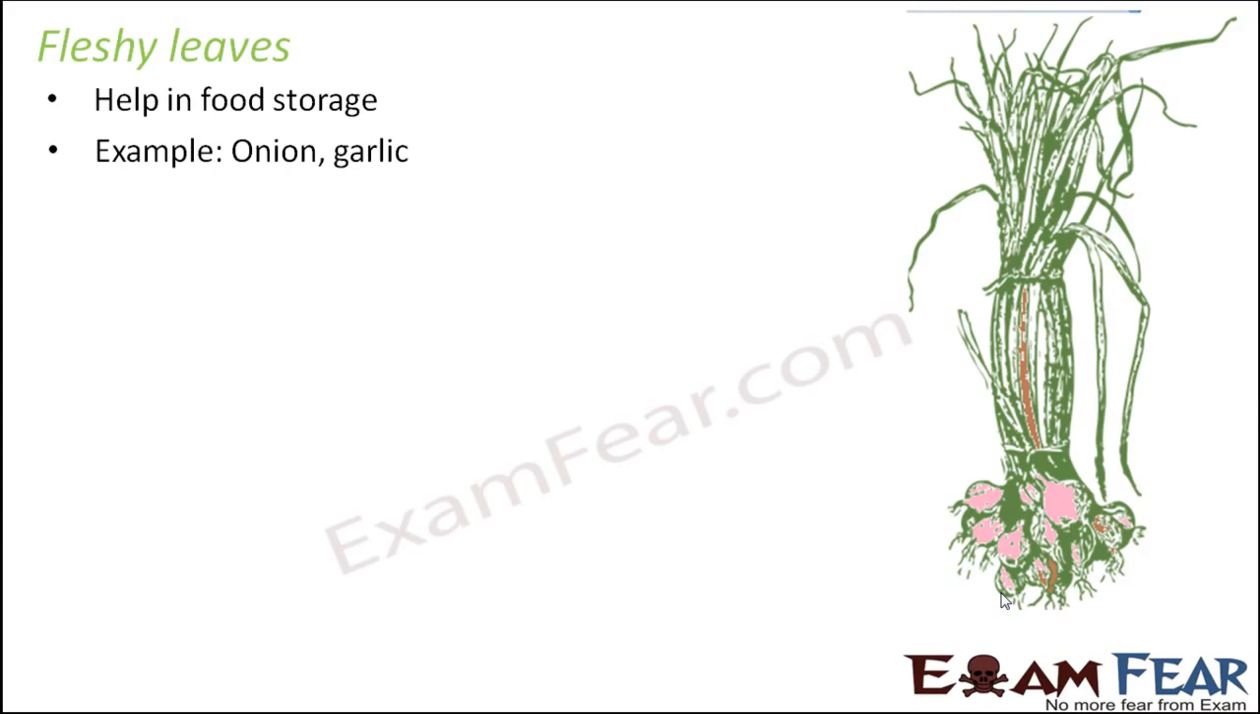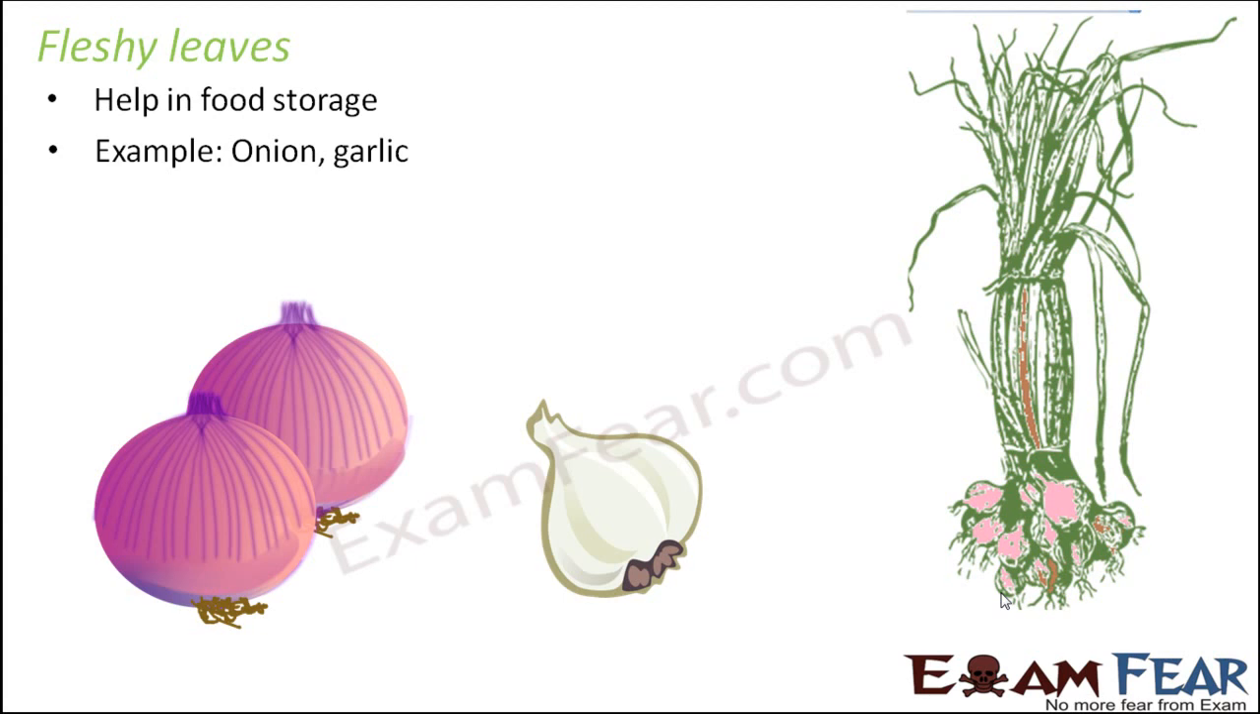If you look at the structure of an onion, or the bulb of an onion, the outermost leaves of the bulb are the scale leaves. The outermost layer of leaves which are present are called scale leaves, and the inner layers of leaves are the fleshy leaves. So outer leaves are the scale leaves and inner leaves are the fleshy leaves.